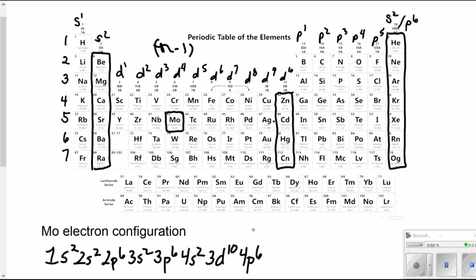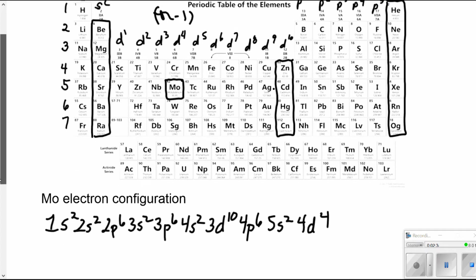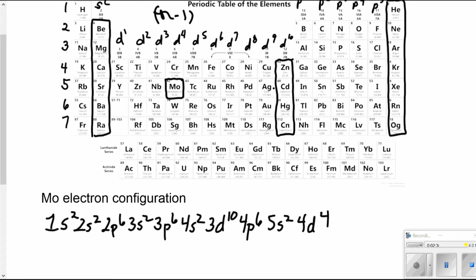And then Sr, 5s2. And we don't go all the way to Cd because we just need to stop at Mo. For Mo, again, we look at 5, so 5 minus 1 is 4. So it's going to be 4d and then 4. Well, that's a whole lot to write down, and as you get further down the periodic table, it's a lot to write and a lot to look at.